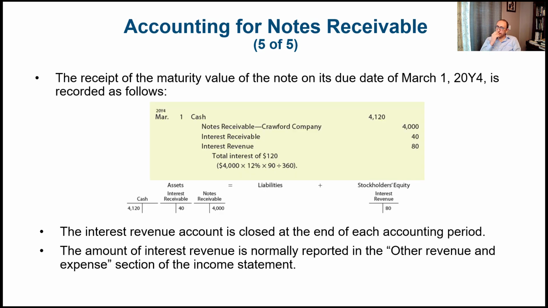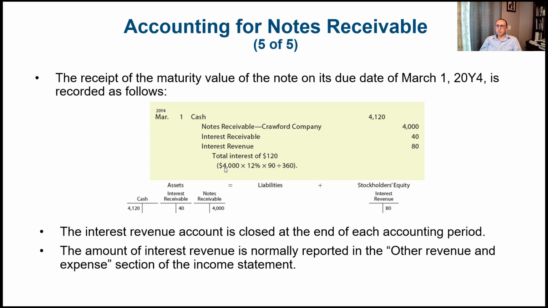So the receipt of the maturity value of the note on its due date, which is March 1st, year 4, is going to look as follows. We're going to collect cash of $4,120, and then we're going to cancel the note receivable for $4,000. We're going to calculate the interest revenue, which is $80 for the 2 months of year 4, which is January and February. And then the interest receivable from the month of December is also going to be canceled on the credit side for $40. So if you think about it, we have to calculate the amount of interest for 3 months. The month of December and then 2 months of January and February.